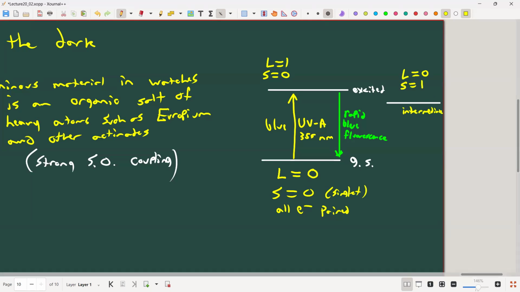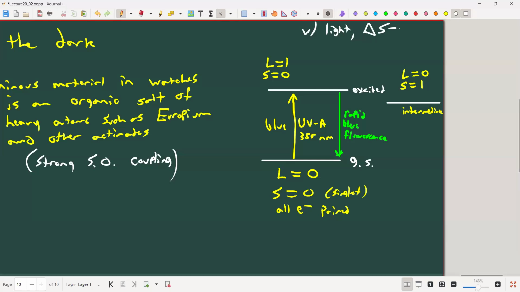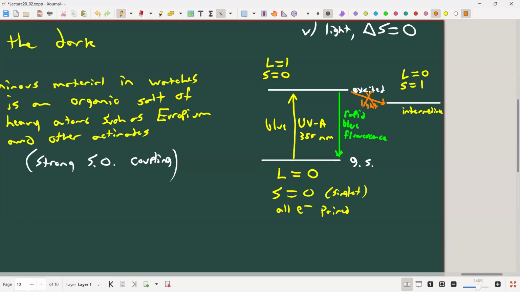What you find is that with light, S cannot change. S can't change. So with light, this is forbidden. Does not allow. But if you couple the angular momentum to the spin, you can transfer the angular momentum of the electron into the spin of the electron and get it to flip through spin orbit crossing or spin orbit coupling. So with SOC, spin orbit coupling, delta S is not equal to 0.